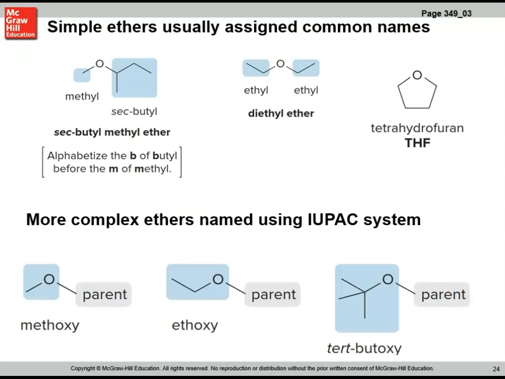Simple ethers, for naming these, a lot of them will have assigned common names. And for example, we have a sec-butyl methyl ether. So we put one substituent group and then the other substituent group and just ether as the base word. So sec-butyl and then a methyl ether, diethyl ether. So you have two ethyls on either side. So you can have the symmetrical or asymmetrical version of that.